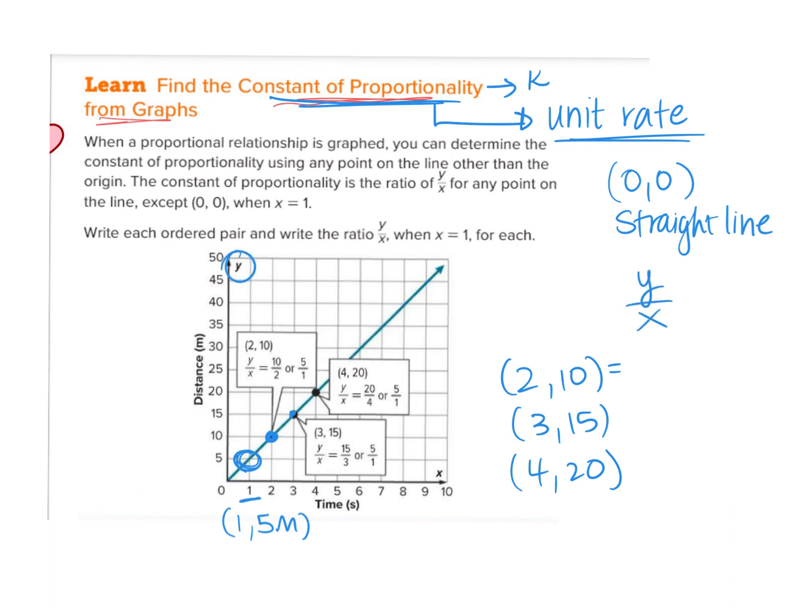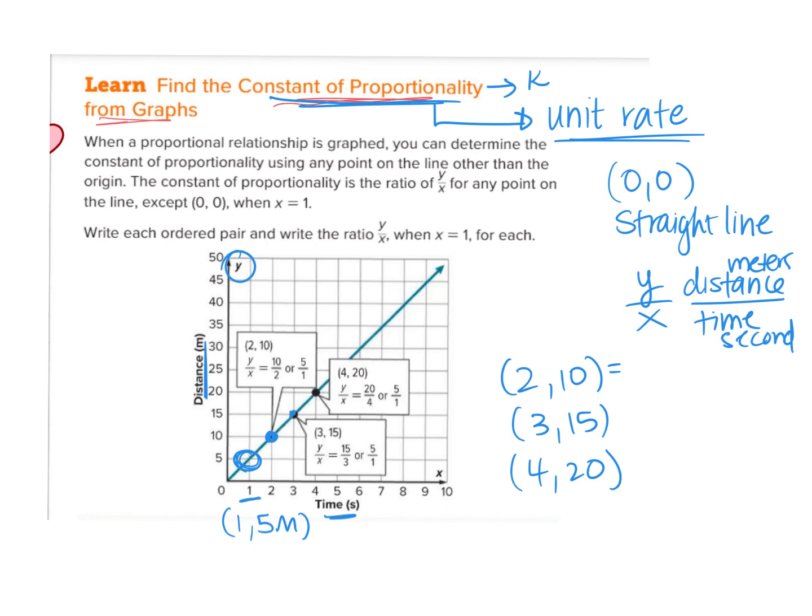The y coordinate, if you guys look here, that's the distance. So I'm doing the distance divided by the time. So it's always y divided by x, because that will give me how far he goes, the meters per second. That's why I divide the y per x.